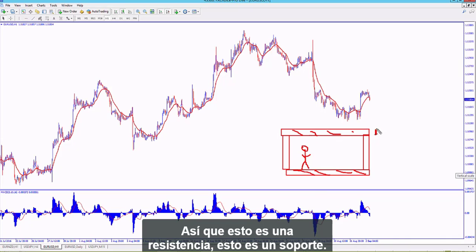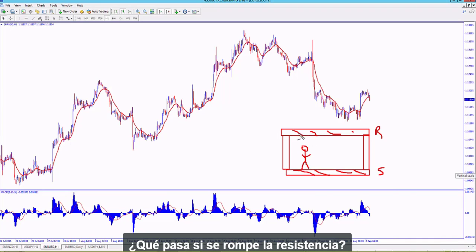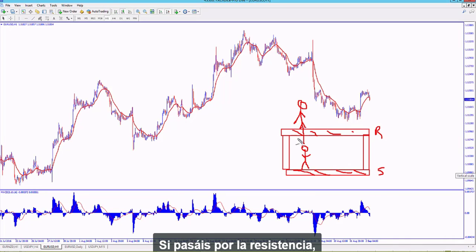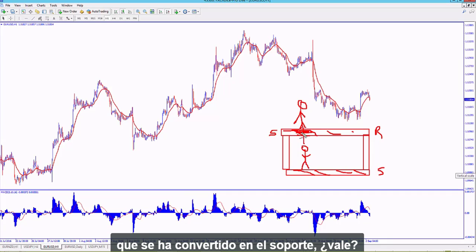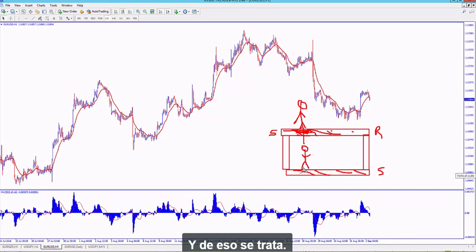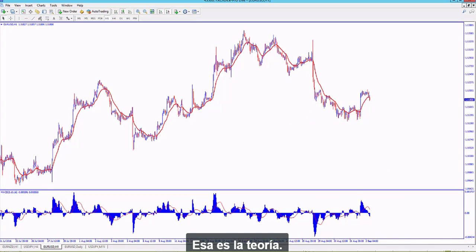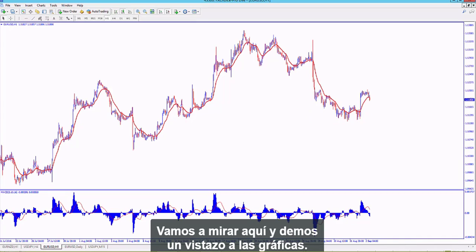So this is a resistance, this is a support. What happens if you break resistance, and let's just say you jump through, all right? That's my interpretation. If you went through the resistance, through the ceiling, you cut a hole, and now you're on top of resistance, this now becomes support. Okay? So that's about it. That's the theory behind it. Let's take a look at charts.